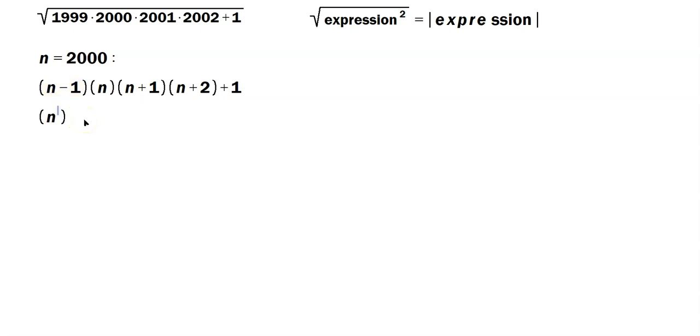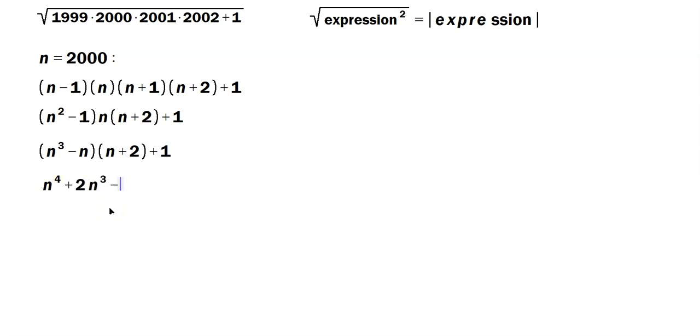So you're going to have n squared minus 1 times n plus 2, plus 1. I just multiplied n minus 1 by n plus 1. Now distribute the n, so it's going to be n cubed minus n, multiplying this n plus 2, plus 1. Multiply out, so n to the 4th plus 2n cubed minus n squared minus 2n plus 1. Now it's multiplied out. Again, it's not an expression that is squared, whose root can be taken easily, so its value is limited. We need to somehow recreate it.